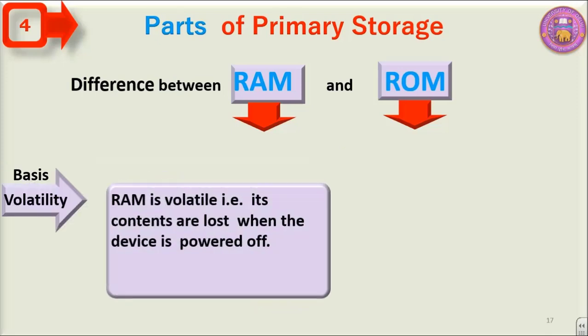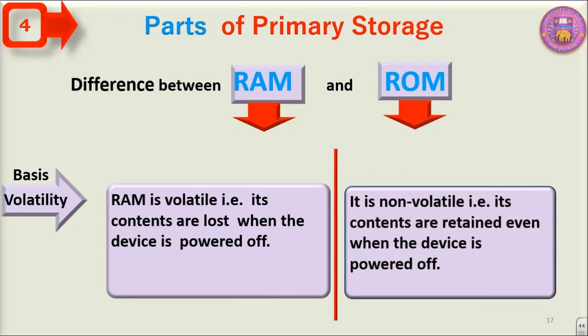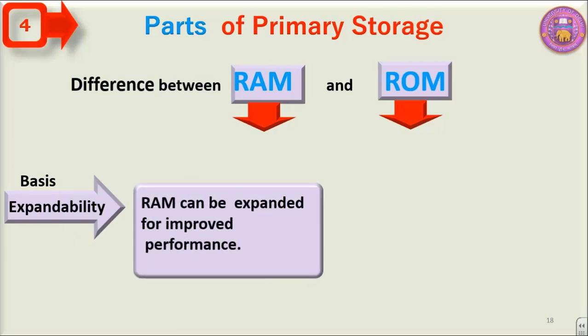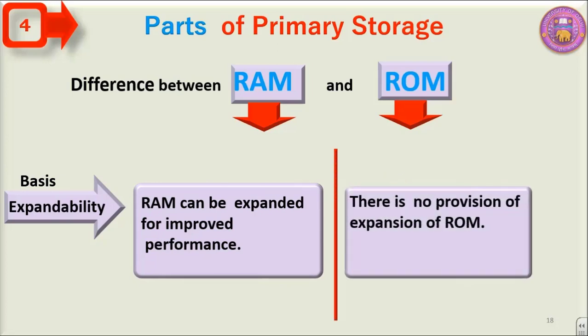Volatility. RAM is volatile. Its contents are lost when the device is powered off. ROM is non-volatile, that is, its contents are retained even when the device is powered off. Expandability. RAM can be expanded for improved performance. There is no provision of expansion of ROM in the computer.